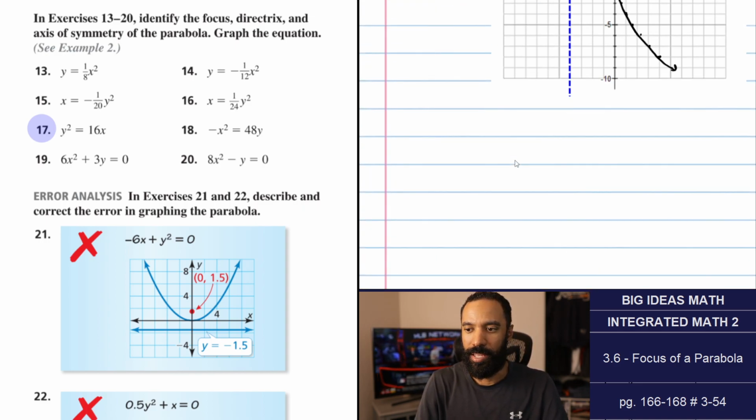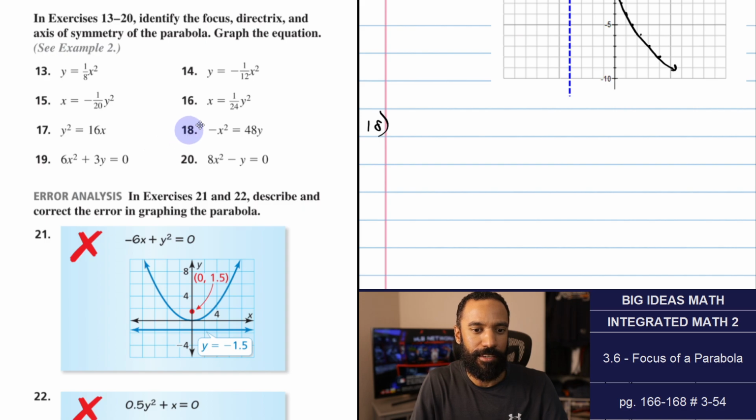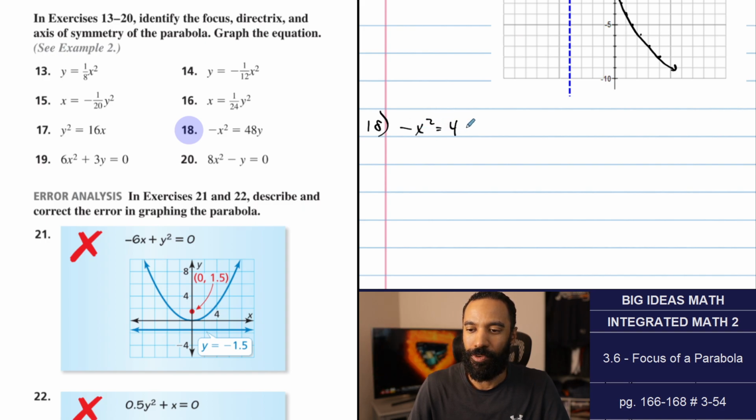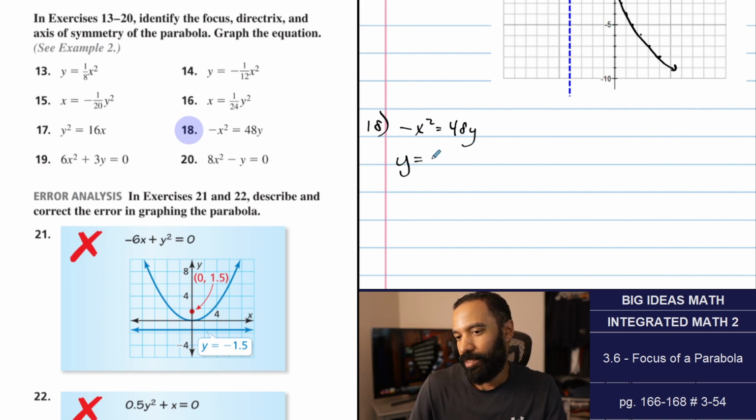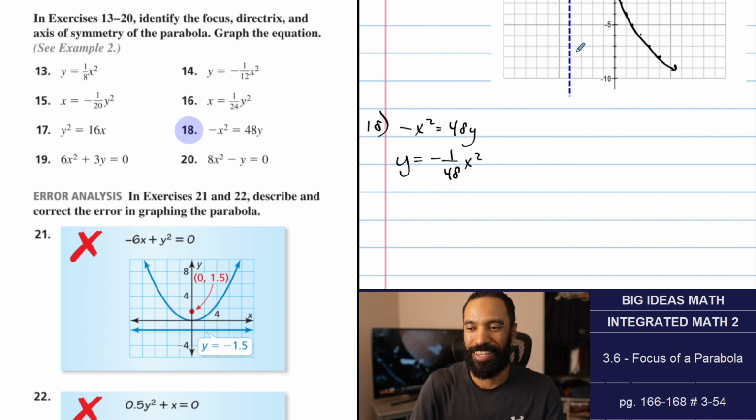Okay, number 18. Negative x squared equals 48y. If I divide both sides by 48, oh boy. Negative x squared equals 48y. Let's divide both sides by 48. You'll get y equals -1 over 48 x squared. Okay.